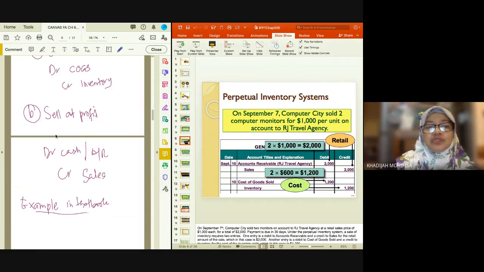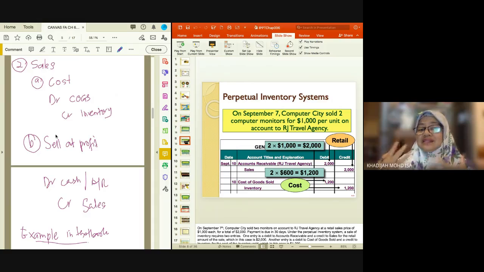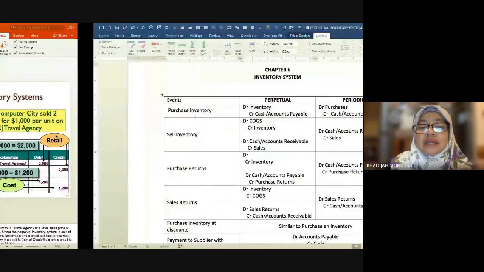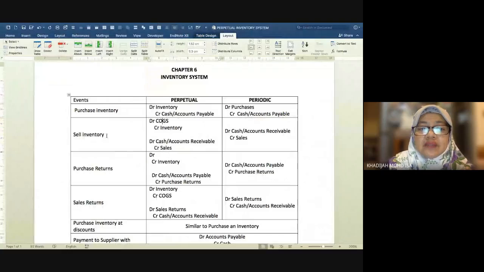So under perpetual, whenever there is a sale, there must be two entries. One is to record at cost, the other is to record the sales at profit. Do you get that? When you sell your inventory, there will be two entries: debit your COGS, credit your inventory, and debit your cash or accounts receivable and credit your sales.